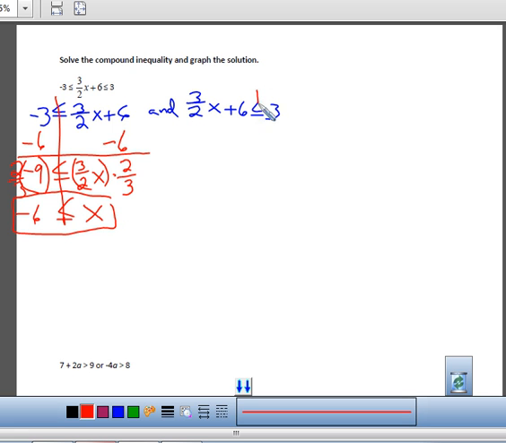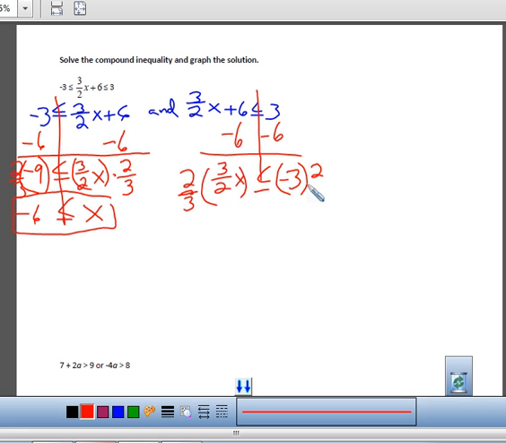Okay, now the other one. I'm going to do the same steps, subtract 6 from both sides, and I get 3/2x is less than or equal to -3 this time. And again, multiply both sides by 2/3. When you do, you get x is less than or equal to -2. And again, I didn't multiply or divide by a negative number, so the inequality stays as it is. So x is going to be less than or equal to -2, but greater than or equal to -6.